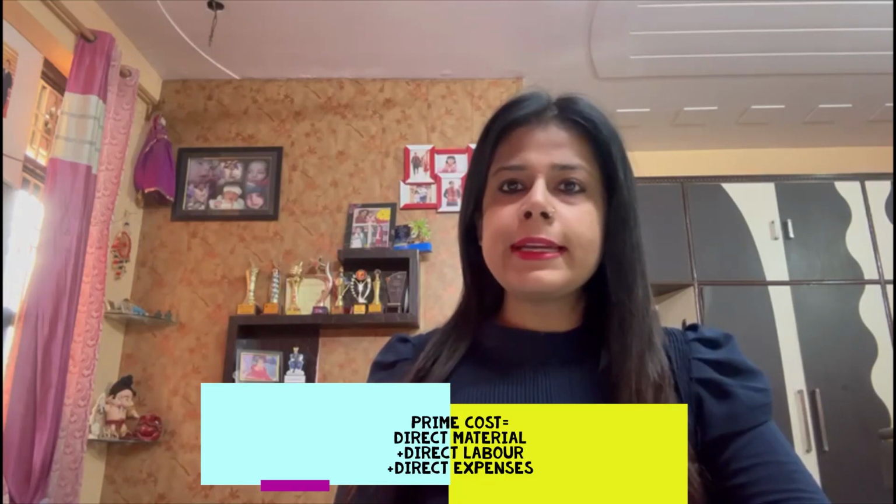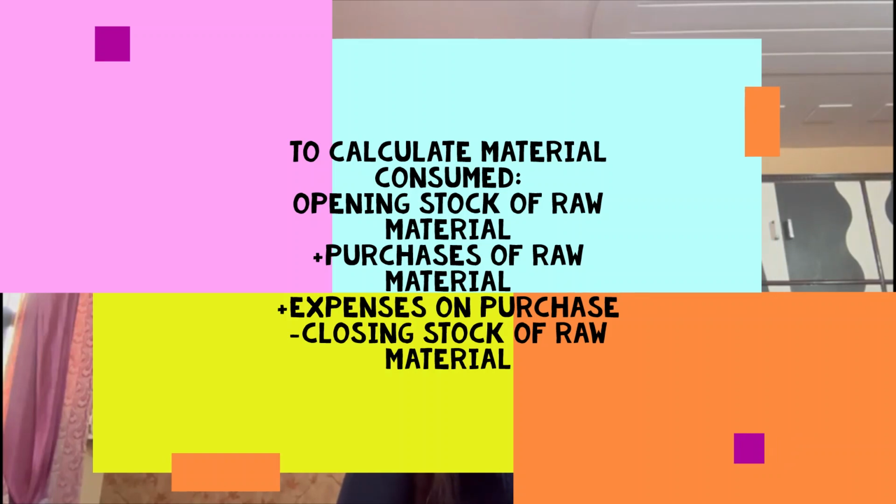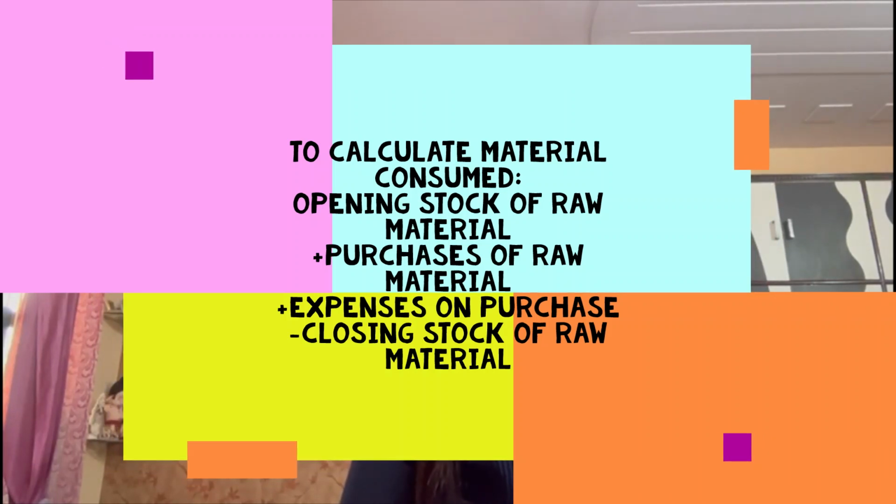Prime cost can be calculated by adding direct labor, direct material and direct expenses for any given product. But बहुत बार questions में आपको direct material separately given नहीं होता है, but you have to calculate that. So for that the formula will be: take opening stock of raw materials, add purchases of raw materials, add any given expenses on purchases and subtract closing stock of raw material. And you can find out the direct material consumed or direct material used in the production process.